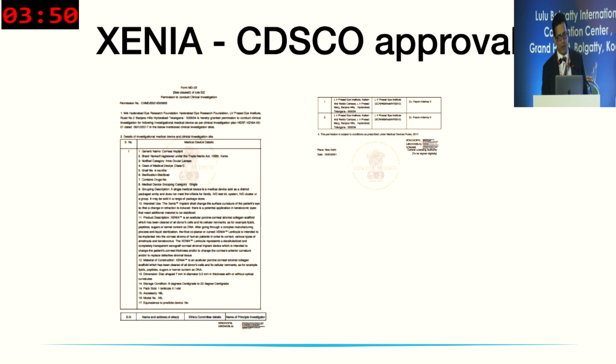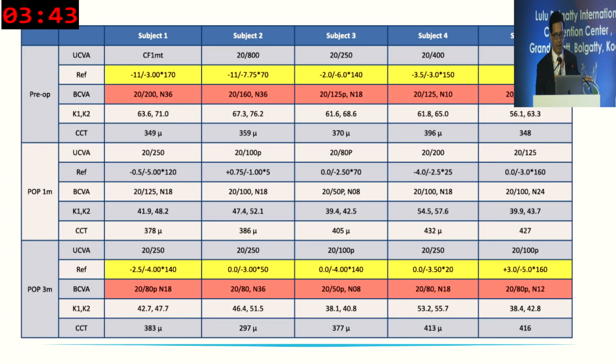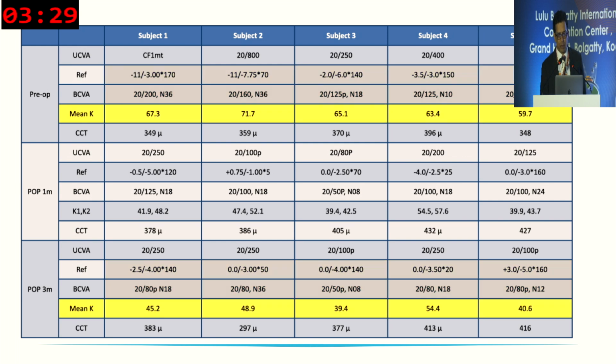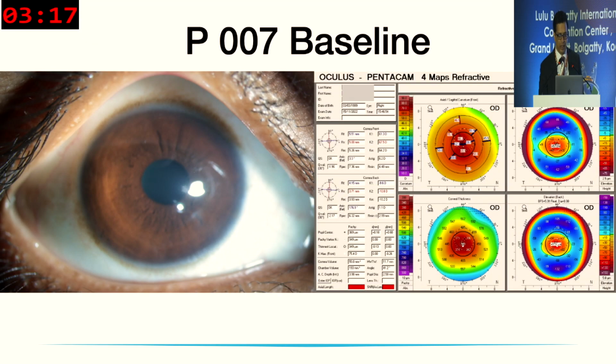So before this procedure, we also applied for CDSCO approval for a limited clinical trial because this was a new procedure being done in human eyes, to look at safety and efficacy. We included 5 subjects in the trial, and in all 5 subjects, we had a significant improvement in the refraction as well as the best corrected visual acuity at the end of 3 months. We have about 18 months follow-up for these patients, and we found that the mean K also had a significant amount of flattening at the end of the trial, and this was probably one of the most gratifying aspects of implanting these lenticules inside the eye.